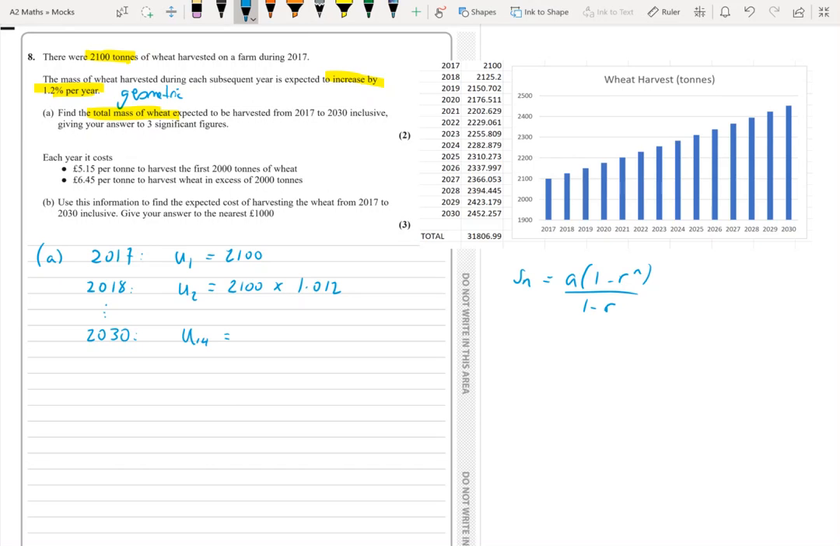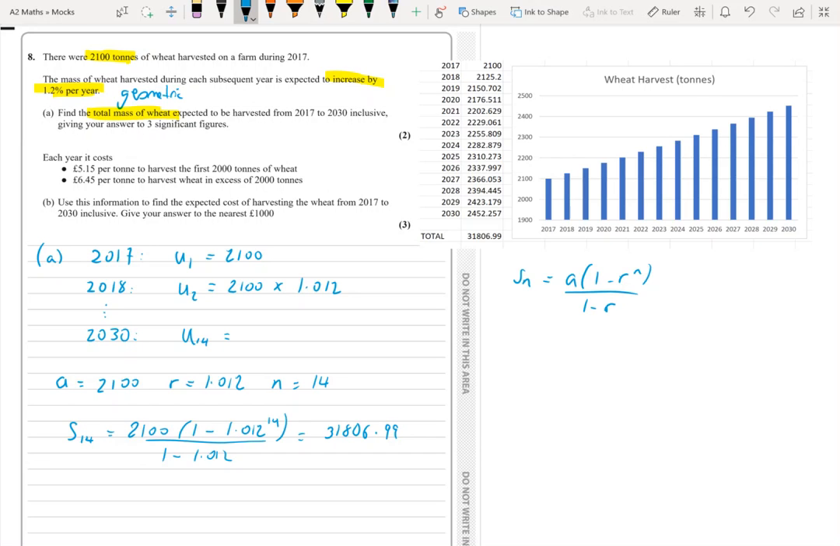So in sequence notation, A for the formula will be 2,100. R, the rate or the ratio, is 1.012. N, the number of terms, we've just worked out to be 14. So we can use the sum formula now. The sum of those 14 terms is A(1 minus R to the power N) over (1 minus R). Grab your calculator, type it in, and you should get 31806.99.